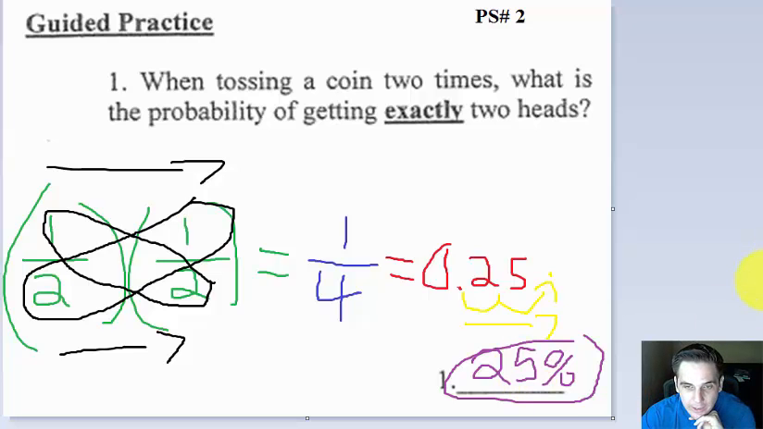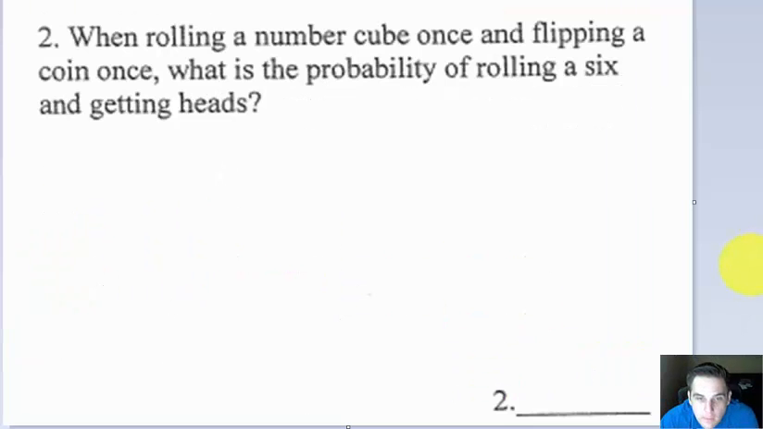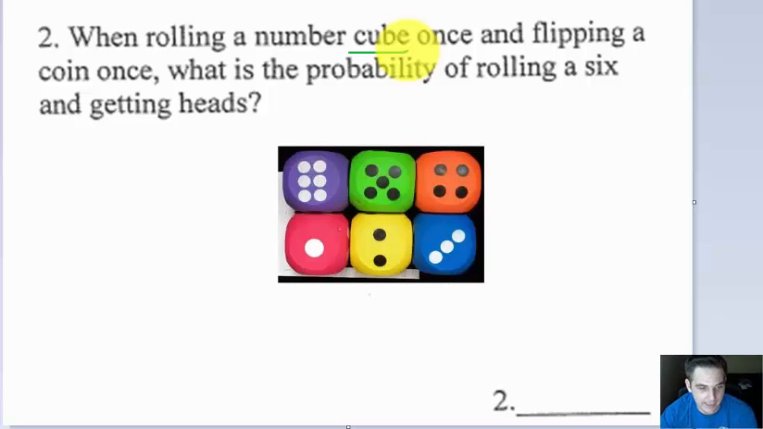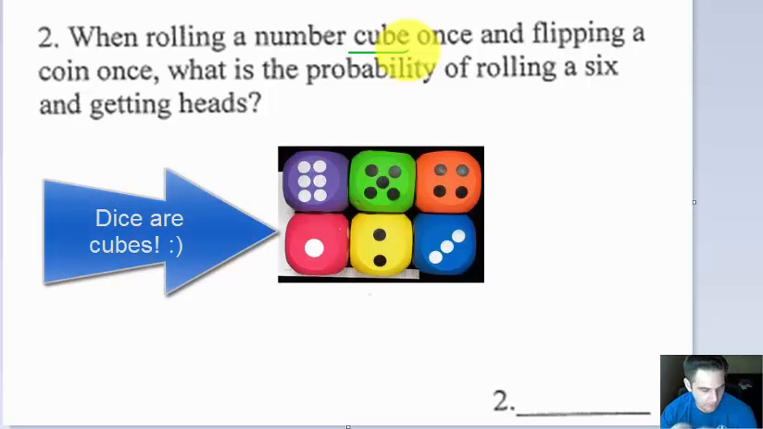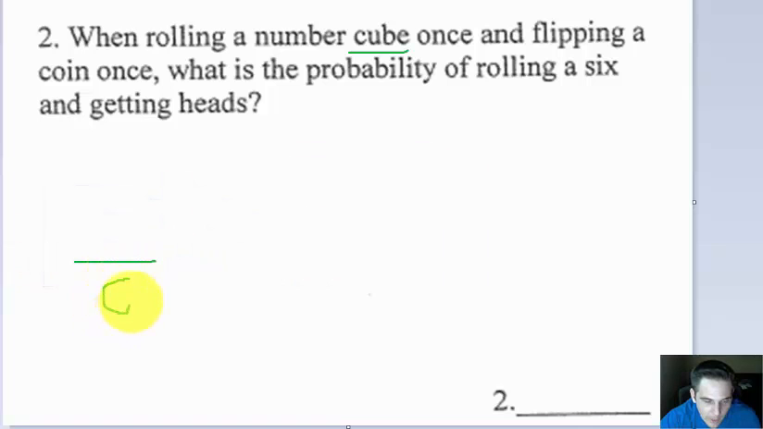Alright, so let's take a look at the next question. Okay, so number 2, when rolling a number cube once and flipping a coin once, what is the probability of rolling a 6 and getting heads? Alright, so let's take a look. We're rolling a number cube once. Now first of all we're dealing with cubes, right? So cubes have how many sides? 6. If you take a cube and you count up the sides, 1, 2, 3, 4, 5, 6, 6 sides. So denominator is 6.